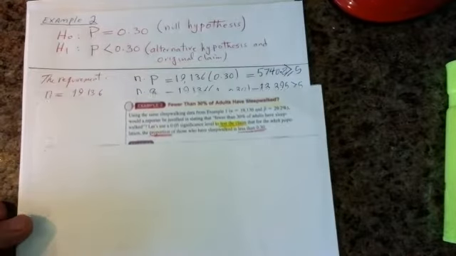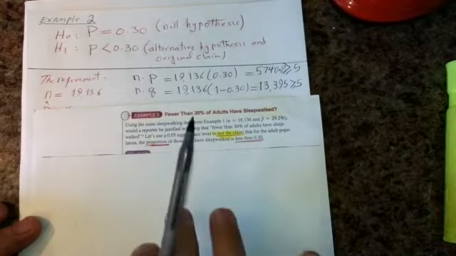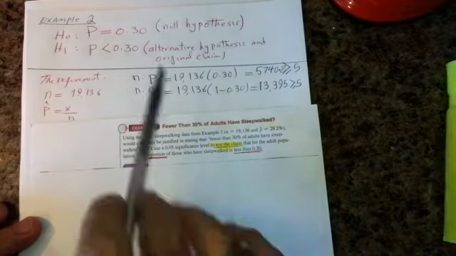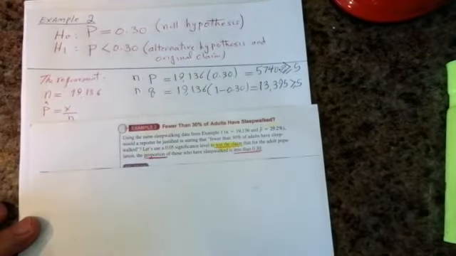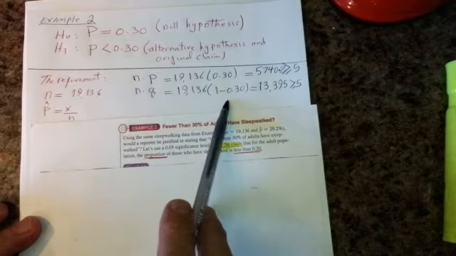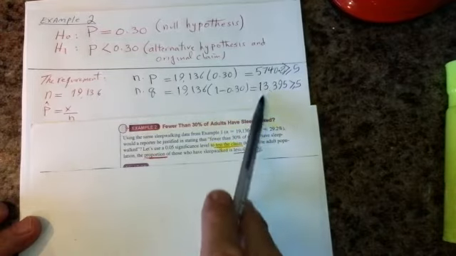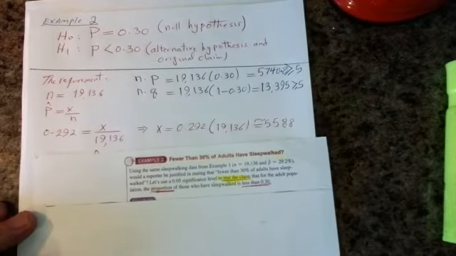Okay, so we have to do the Z calculation again. First, we have to check the requirement. The requirement is N times P, where P is 0.3, times N, which is a very large number, and N times Q, where Q is 1 minus that. That gives you two large numbers, obviously greater than 5. So we met the requirement and we can go ahead and do the calculations.